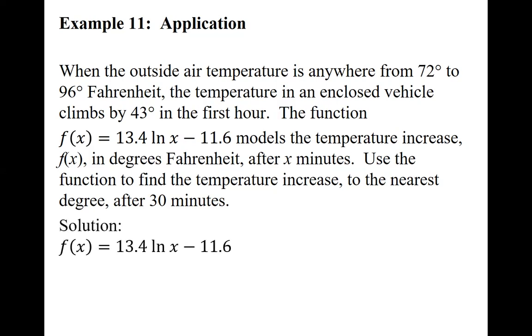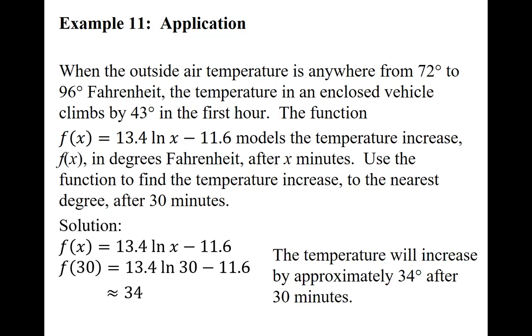So we take our function and we want 30 minutes. Minutes is x, so plug in 30. How do we get to our answer here? Well, we're going to take the natural log of 30 on the calculator, multiply that by 13.4, and then subtract 11.6. I get 33.976. We want the nearest degree, so that's about 34 degrees. The temperature will increase by approximately 34 degrees after 30 minutes.